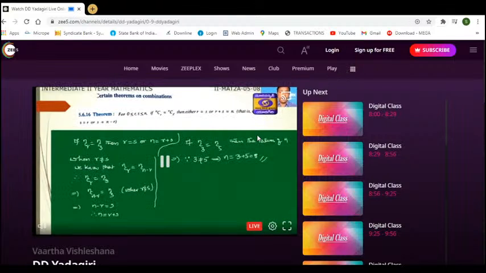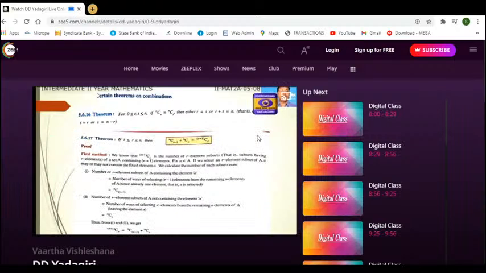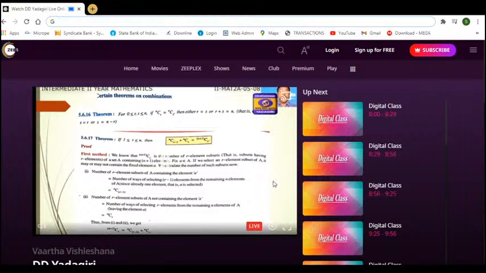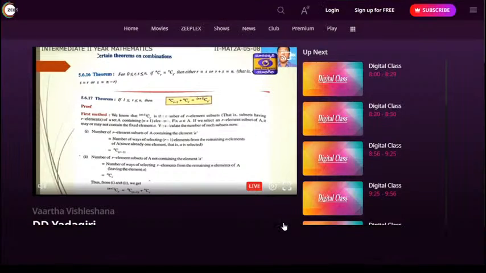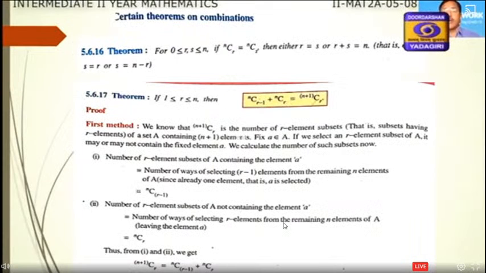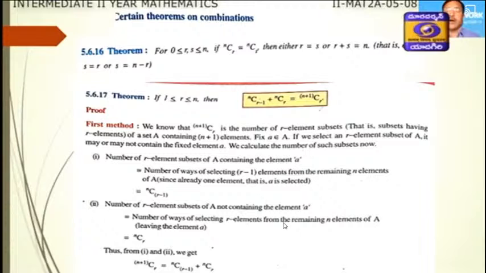Okay, another concept. Now I clear the board. Next theorem is, here you can see the statement on the board. If 1 less than or equal to r less than or equal to n, then nC(r minus 1) plus nCr is equal to (n plus 1)Cr. This is another important formula in the concepts of combinations. nC(r minus 1) plus nCr is equal to (n plus 1)Cr.